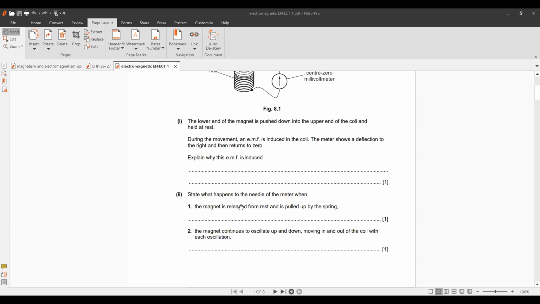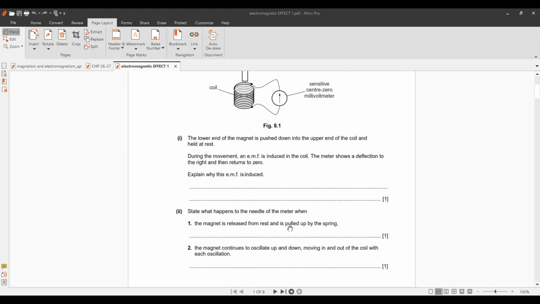So, state what happens to the needle on the meter when the magnet is released from rest and is pulled up by the spring. We just discussed that when the magnet is moving up and down, the needle will deflect, showing that the EMF is being induced. So the magnet is released from rest and is pulled up by the spring. We'll say that the needle will deflect to the left and will return to zero. I wrote only deflect, but I didn't say return to zero. And why is it zero? Because when it goes up and no magnetic field is cutting the coil, the meter will come back to zero.